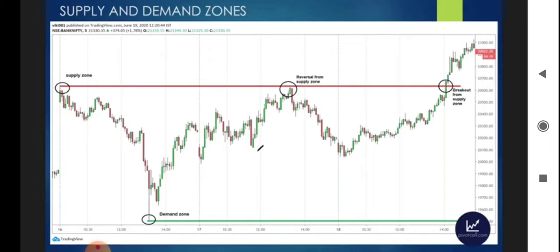Demand zone, anyway, didn't get touched. Instead of going up on 18th, if market started coming down, and if you see a bullish candle near that demand zone, maybe some pin bar or a bullish candle like this, then this is the best place to go long. Okay, you can take a long trade expecting market to reverse, because last time it bounced from that demand zone. So you can keep your stop loss somewhere here and you can take a long trade here. Okay, that is what supply and demand zone is all about.